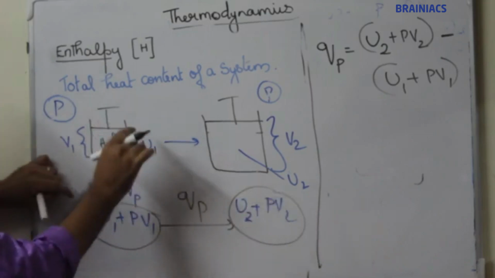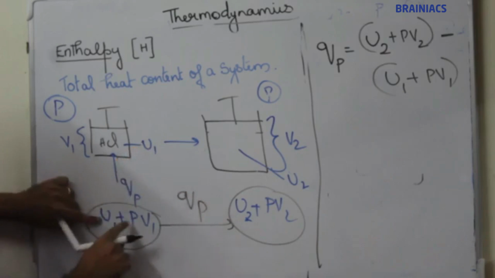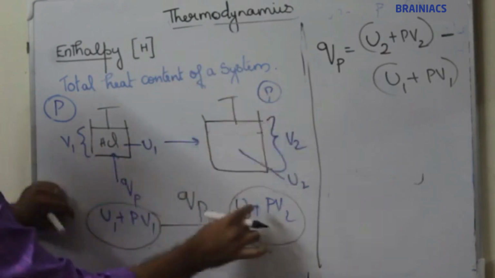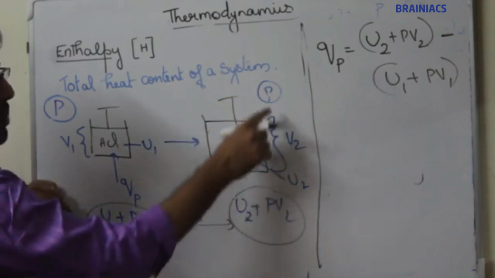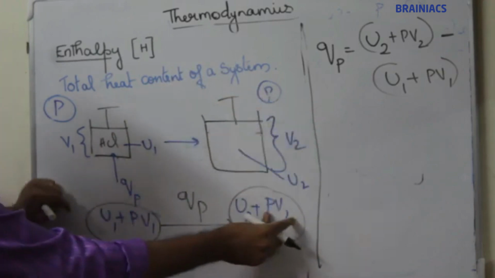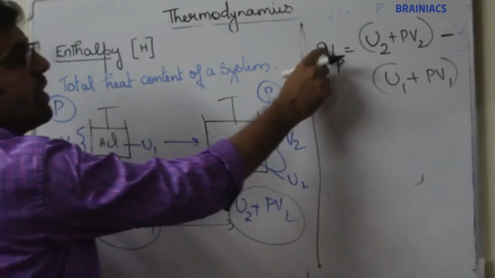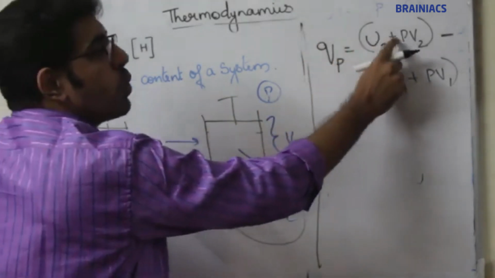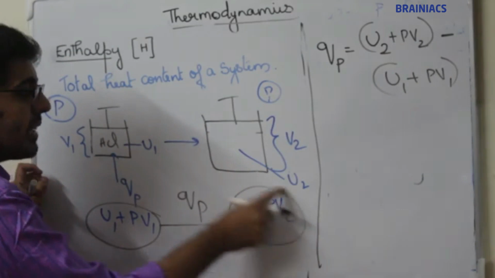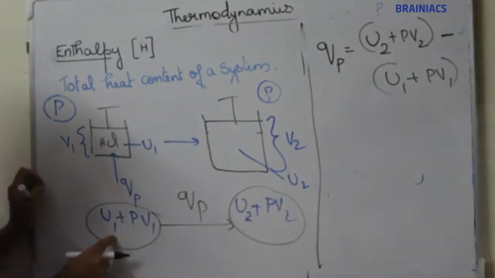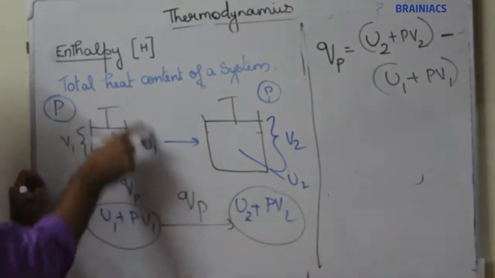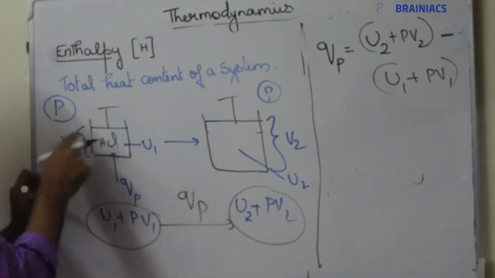When we supply heat energy, the sum of internal energy and pressure volume energy in the system, U1 plus PV1, changes to U2 internal energy plus PV2 work energy. So heat QP is equal to U2 plus PV2, this energy, minus this energy. I think it's clear.